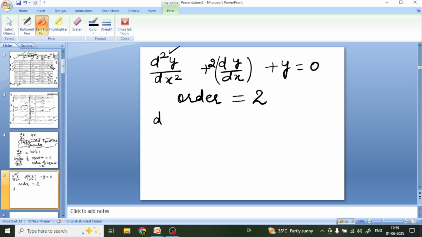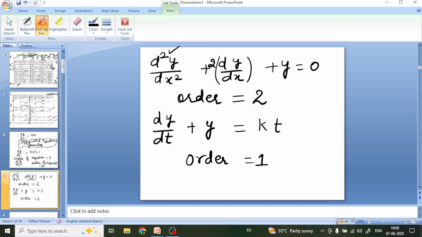If you are given dy over dt plus y equal to kt, the order is 1. How? Because its power is 1.